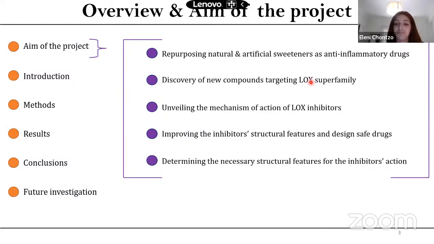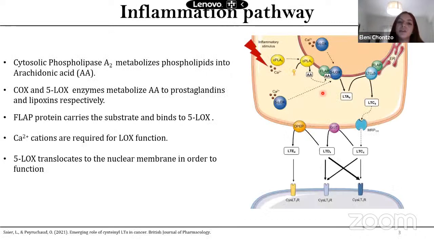Moving on now to the introduction part, lipoxygenase is an enzyme that participates in the inflammation pathway. The inflammation pathway consists of an enzyme, cytosolic phospholipase A2, which metabolizes the phospholipids of the biomembrane and produces arachidonic acid, AA, which is further grabbed by 5-lipoxygenase and metabolized to leukotrienes and lipoxins, which are compounds associated with inflammation and tumor growth.